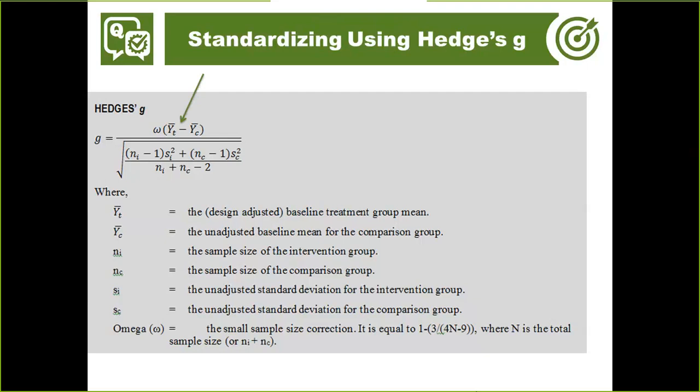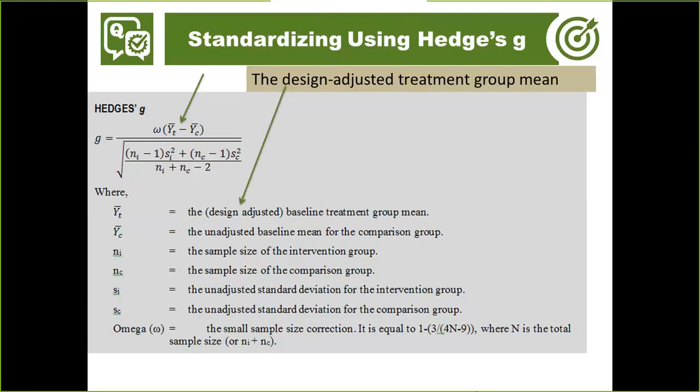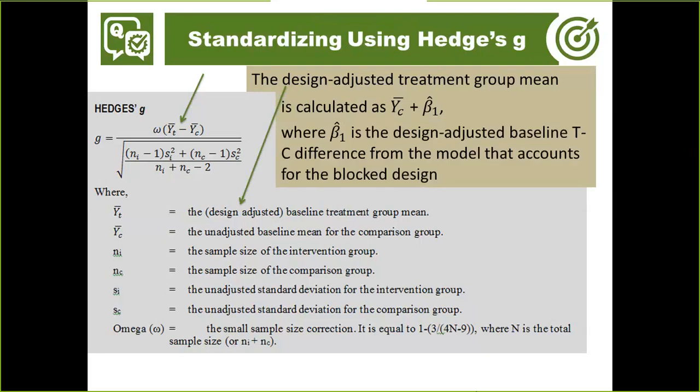In order to ensure that y bar t minus y bar c in the numerator of this formula matches the baseline difference from the baseline model that accounted for the randomization or matching blocks, you should report the design-adjusted treatment group mean, which is calculated as y bar c plus beta hat 1, where beta hat 1 was the design-adjusted treatment control difference from the baseline model that accounted for the block design. That was the estimate from the model we just went over a minute ago. Y bar c is just a plain old mean in the control group.